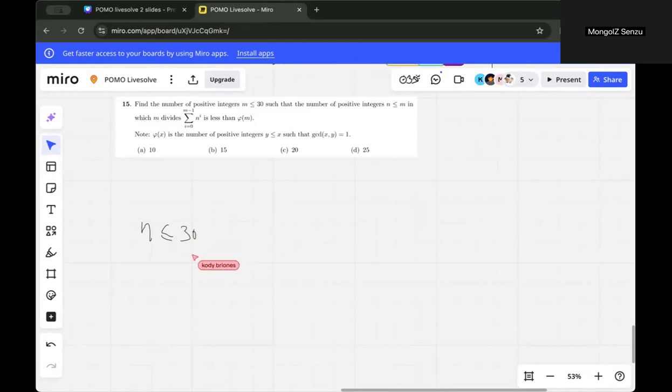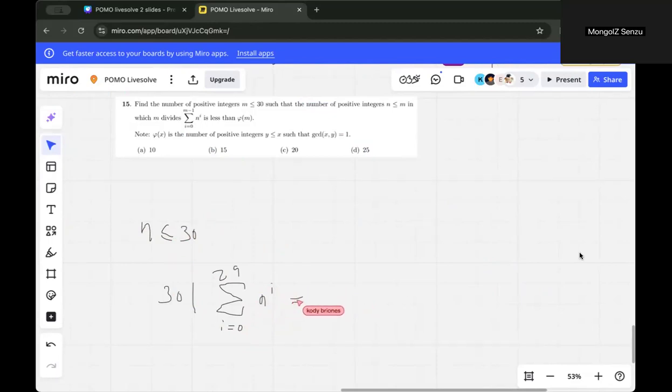such that 30 divides the summation, to the 9. You might be thinking, what does it mean for 30 to divide the summation? First, we can re-express this summation as something else, though.